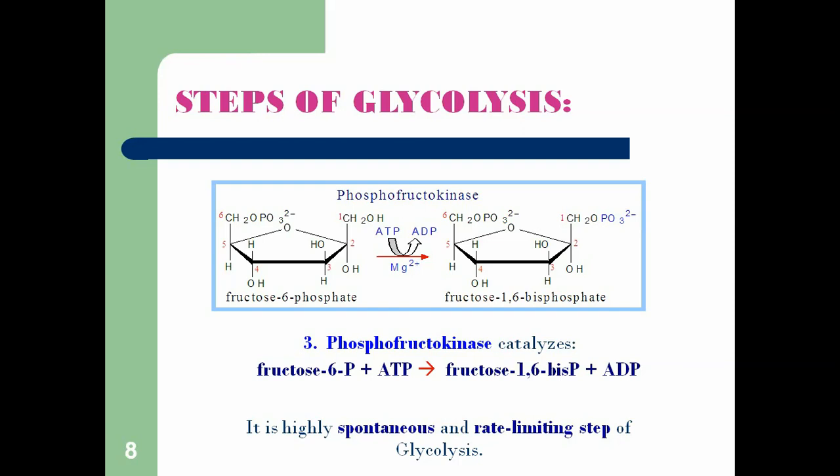So here, phosphofructokinase 1 transfers a phosphate group from ATP to carbon number 1 of fructose 6-phosphate, converting it into a more energetic fructose 1,6-bisphosphate. This reaction is irreversible and 1 ATP is used for phosphorylation.